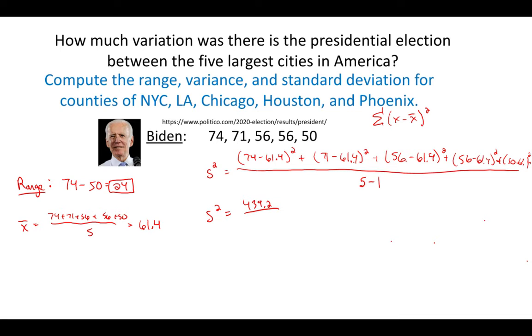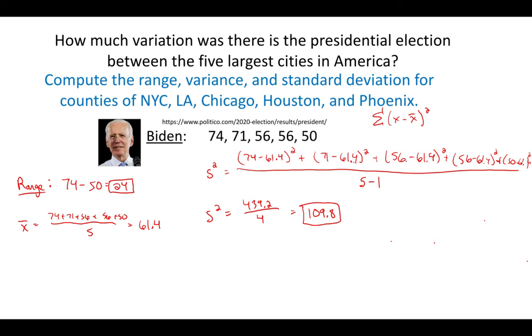And then 5 minus 1, which is 4. So make sure you write that step so I can at least see where you messed up maybe if you didn't get this step correct. And then 439.2 divided by 4 is 109.8. So that is S squared.